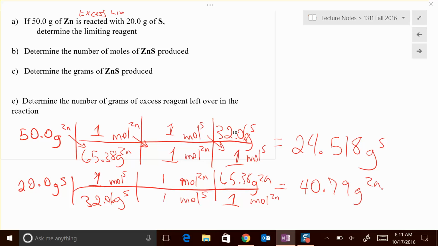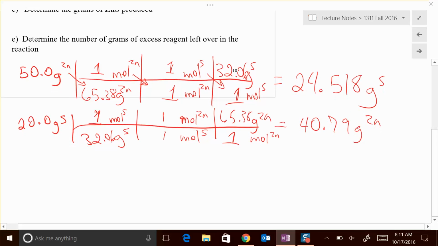Okay, so now that I've identified which is my limiting reactant, the reason I did that was so that I could figure out how much zinc sulfide is produced. Okay? So when I'm going to figure out how much zinc sulfide is produced, what do I start with? How much sulfur? 20 grams. Good.